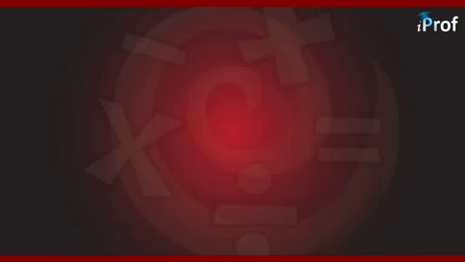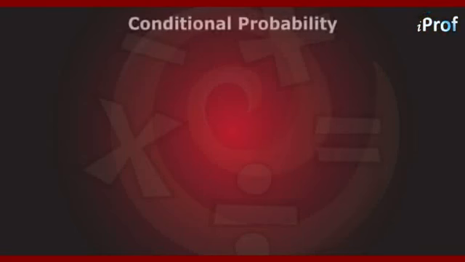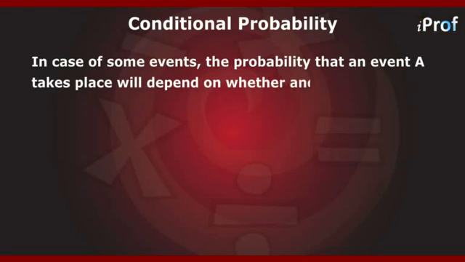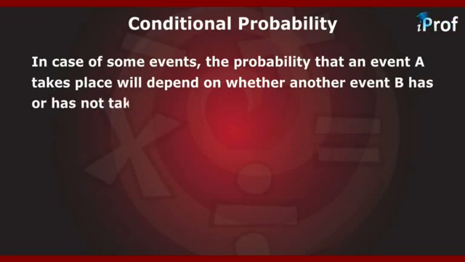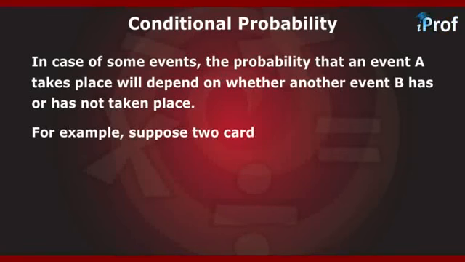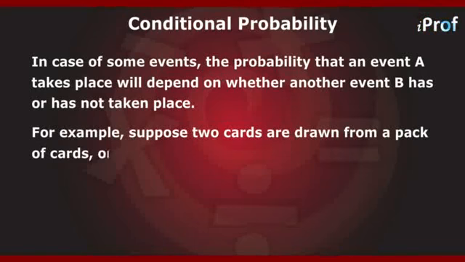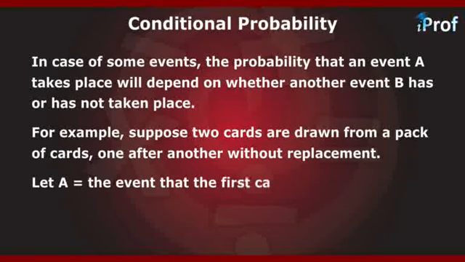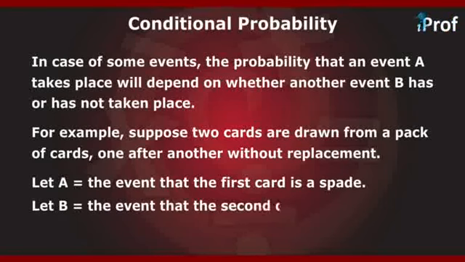We will now learn a particular type of probability called the conditional probability. In case of some events, the probability that an event A takes place will depend on whether another event B has or has not taken place. For example, suppose two cards are drawn from a pack of cards, one after the other, without replacement. Let A be equal to the event that the first card is a spade. Let B be equal to the event that the second card is a spade.